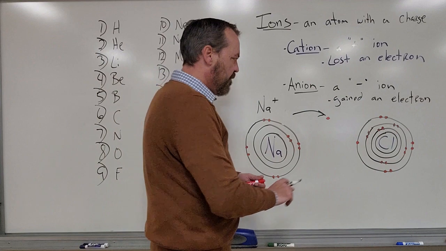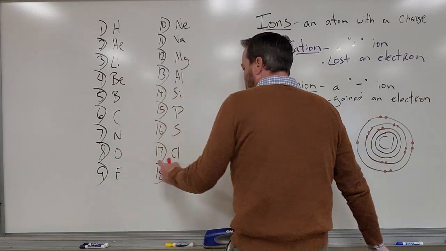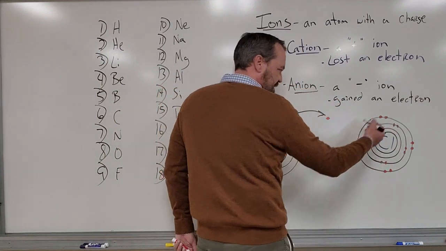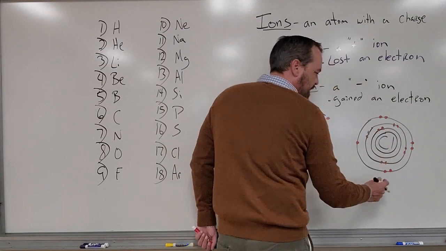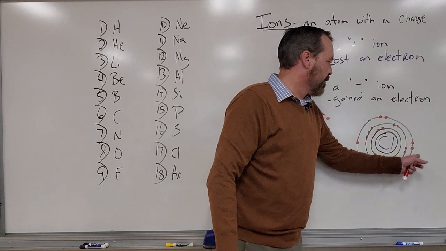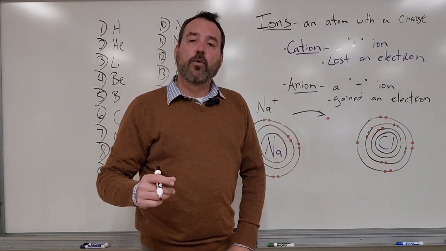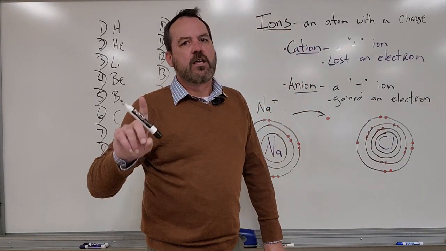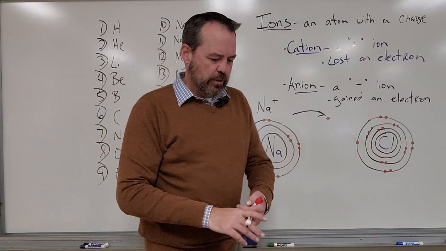Chlorine, we look at it, it's atomic number 17, we said, so I know there's 17 protons, 17 electrons. We've drawn in our 17 electrons. If I look at my valence shell, my outermost shell here, I've got 1, 2, 3, 4, 5, 6, 7. So chlorine needs one more electron to fill up that outermost shell.